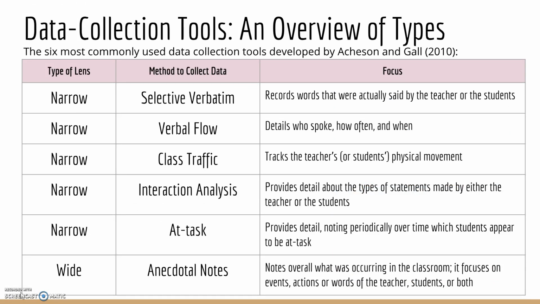Next, we have data collection tools based on the wide angle and narrow angle approach. As you can see, most of the approaches are considered narrow, seen from a narrow lens. Those include selective verbatim, verbal flow, class traffic, interaction analysis, and at task. The last type of lens, the wide angle lens, is collected through anecdotal notes, where notes are taken overall of everything that's going on in the classroom.